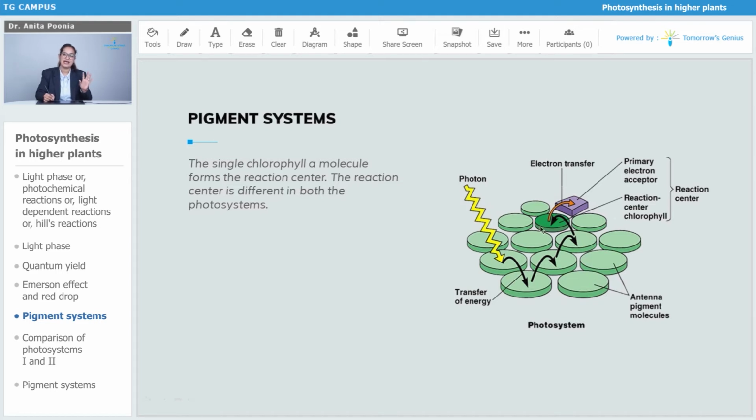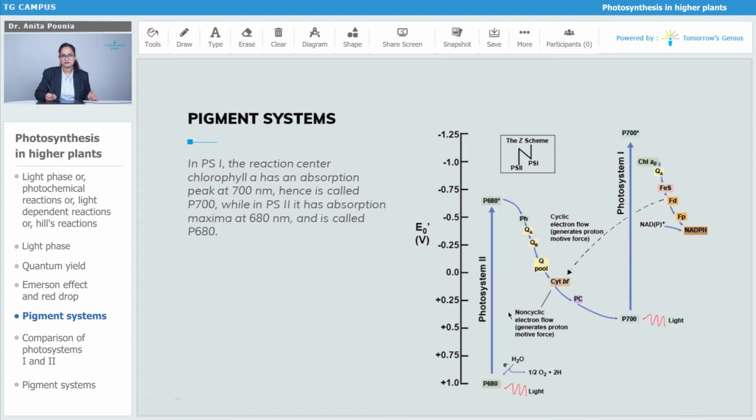So you see the light in the form of photons is falling on the accessory pigments and the chlorophyll A, and all the light from the accessory pigments will also be transferred onto chlorophyll A, and thus excitation takes place. We'll come to that.